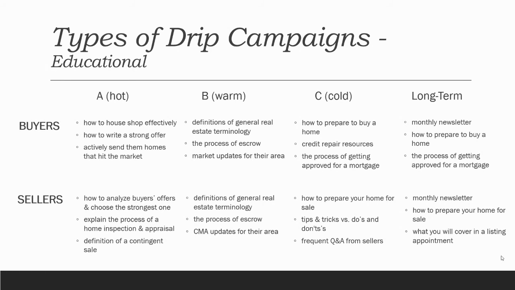And your long-term sellers, again, set them up on a seller monthly newsletter, whether it's market updates, how to prepare your home for sale, what you're going to cover in your listing appointment. Again, preemptively answer whatever questions you think they will have and get yourself set up so those long-term sellers, as you categorize them down into C, B, and A, you've already covered a lot of their questions and can show them that you're very knowledgeable in what you do.